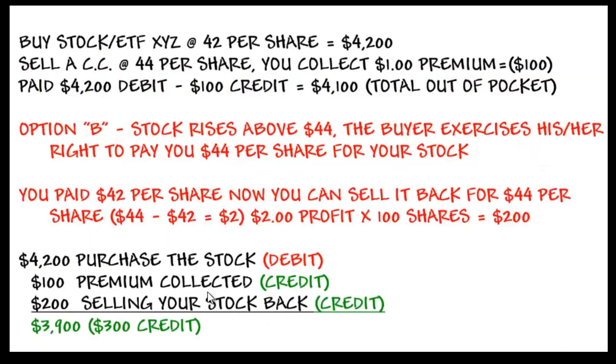So when we do the math, if you take the $100 premium that we collected up front, and then the additional $200 that we're collecting because we had to sell the stock back, the total credit would be a grand total of $300. So option B, as you can see, is more profitable than option A. But let me go over why I prefer option A over option B.